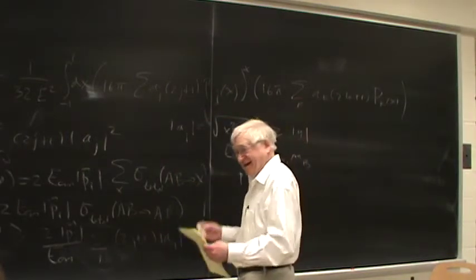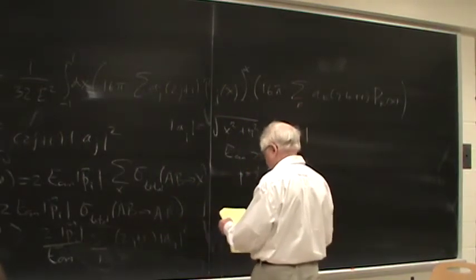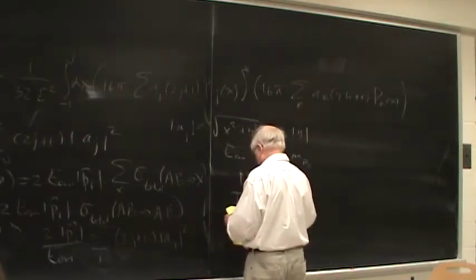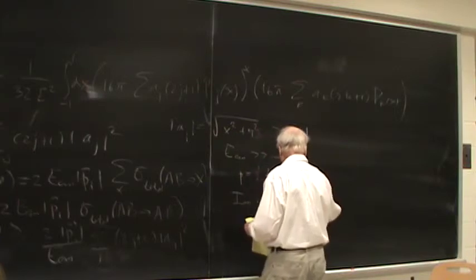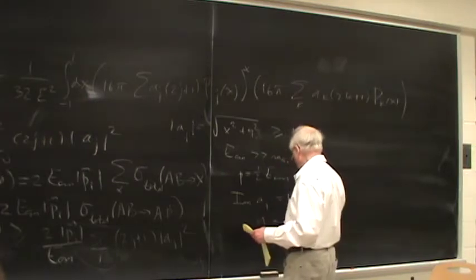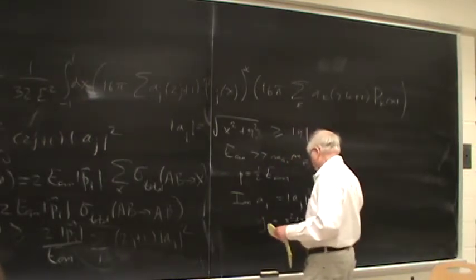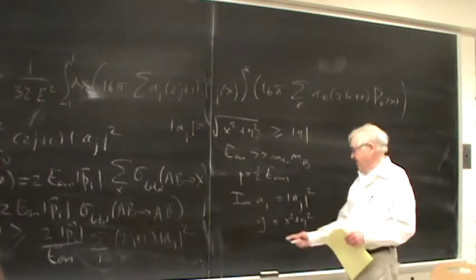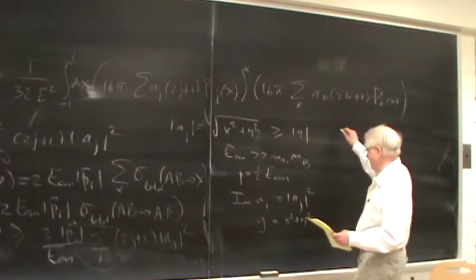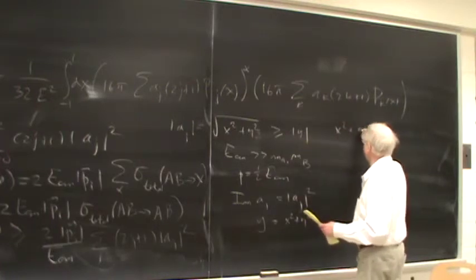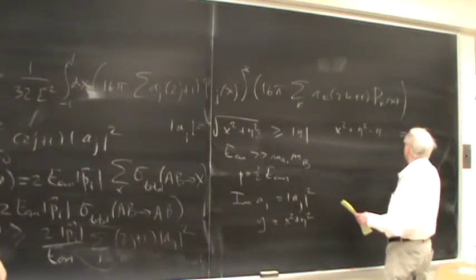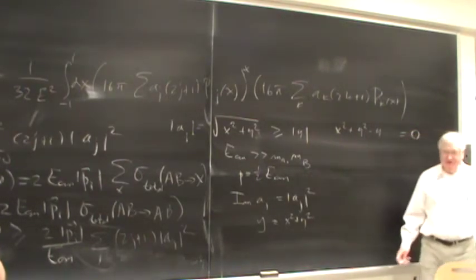And if we're focused on a single partial wave, the 2j plus 1 cancels, and we have this equation: imaginary part of aj equals absolute value of aj squared. Well, that just says that y is equal to x squared plus y squared. It says in particular the imaginary part is positive. And now, if we think about what that means, x squared plus y squared minus y equals 0. This is an equation of a circle.